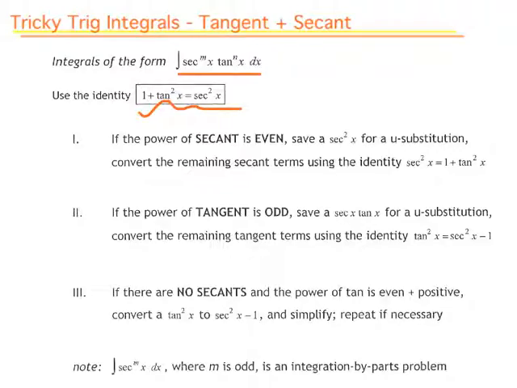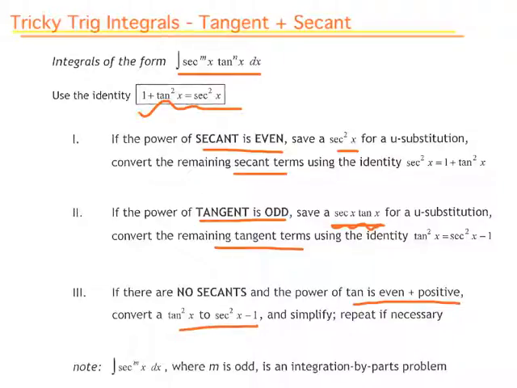For this one, the rules are: if the power of secant is even, we save a secant squared, an even power of secant, for a u-sub and convert the remaining secants. If the power of tangent is odd, we save a secant tangent. Tangent odd, we save something that's odd. Not just a tangent, but a secant tangent for the u-sub, and convert the remaining tangent terms. And if there are no secants and the power of tangent is even and positive, we convert a tangent squared to a secant squared minus 1, simplify and repeat if necessary. I'll show you what I mean by simplify.